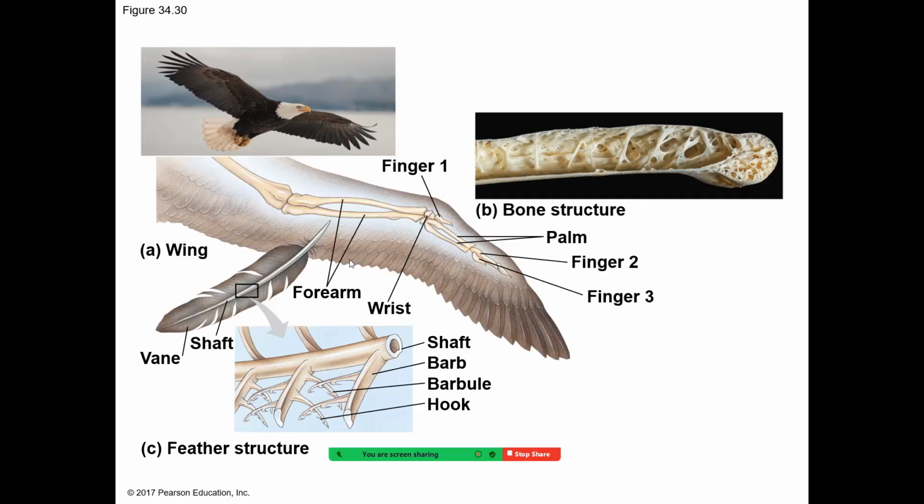So if we look at a picture here, here's the bald eagle. Bone structure, hollow bones, again, make for a much lighter structure. And if you look at the structure of their feathers, you can see that the feathers have a particular shaft that allows the feathers to hook into each other, which allows for the lift that's required for birds to fly.